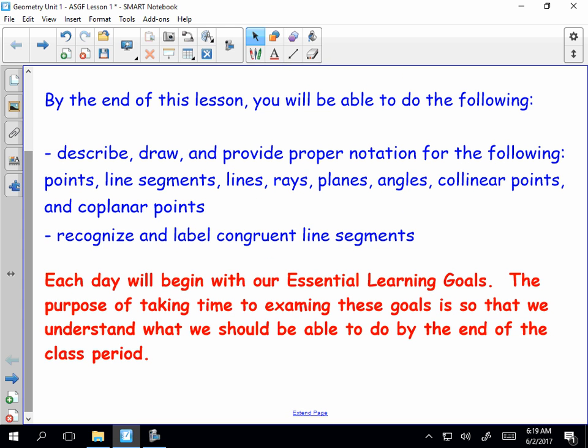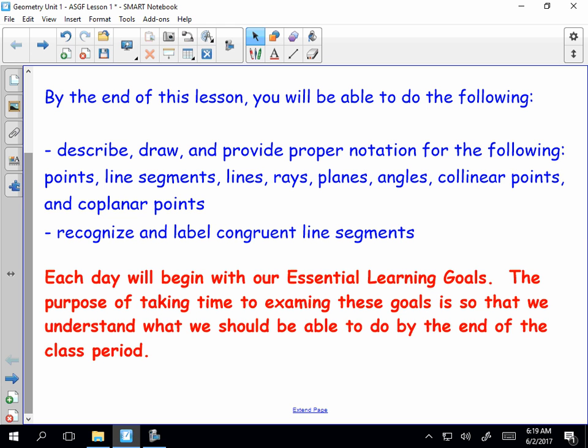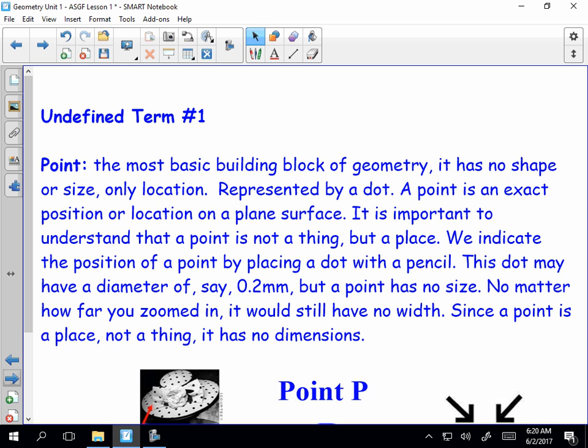By the end of this lesson, you'll be able to describe, draw, and provide proper notation for the following objects: points, line segments, lines, rays, planes, angles, collinear points, and coplanar points. Recognize and label congruent line segments. Every day that we go through here, we'll start with these essential learning goals. This is the goal at the end of the lesson when you're going to the homework, what you should be able to know and do.